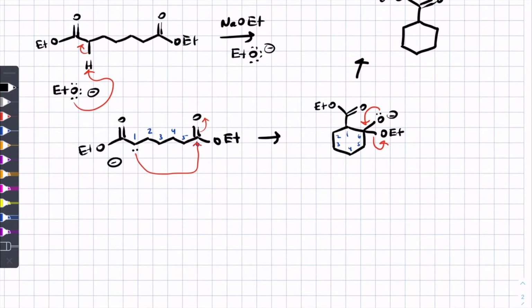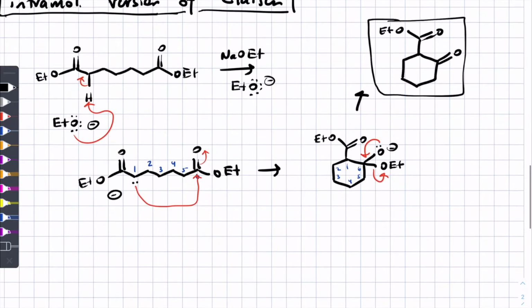Recognize, though, that probably the ethoxide removes the proton from the beta keto ester, but we're going to stop there in terms of showing the mechanism, and that will be our product. Okay? So an easy way to make a 6-membered ring. Don't think of it as a new reaction because we already did this with the Aldol reaction. It's just an intramolecular version of the Claisen reaction.